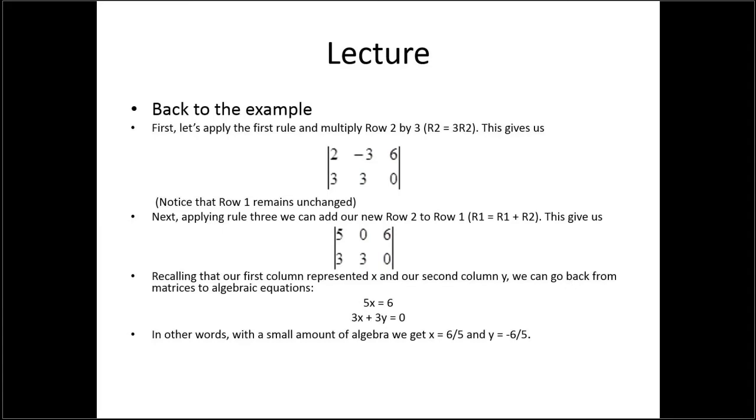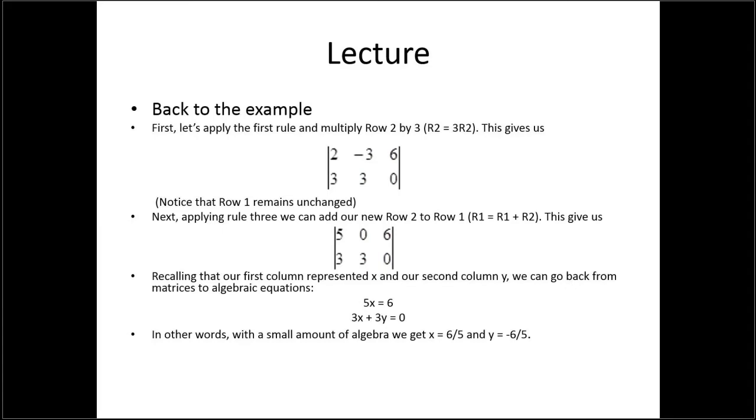So here you're replacing row 2 by 3 times row 2. Instead of 1, 1, 0, we have 3, 3, 0. And applying that second rule, we can add our new version of row 2 to row 1. Why are we doing that? We're doing that because it's getting rid of a number and turning it into a 0. So row 1 is replaced by row 1 plus row 2.